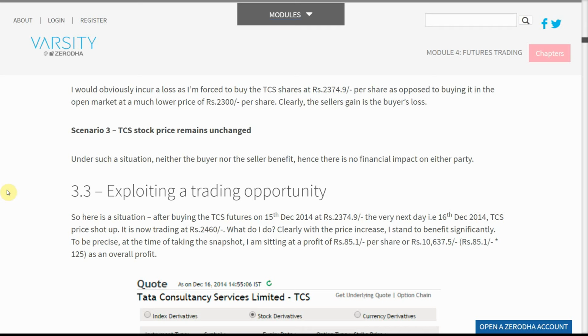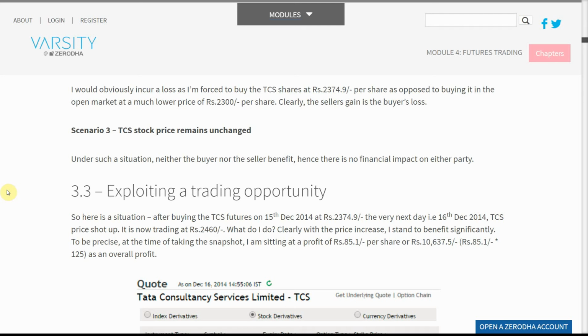I would obviously incur a loss as I'm forced to buy the TCS shares at 2,374 rupees and 90 paise per share as opposed to buying it in the open market at a much lower price of 2,300 rupees per share. Clearly, the seller's gain is the buyer's loss. Scenario 3: TCS stock price remains unchanged. Under such a situation, neither the buyer nor the seller benefit. Hence, there is no financial impact on either party.